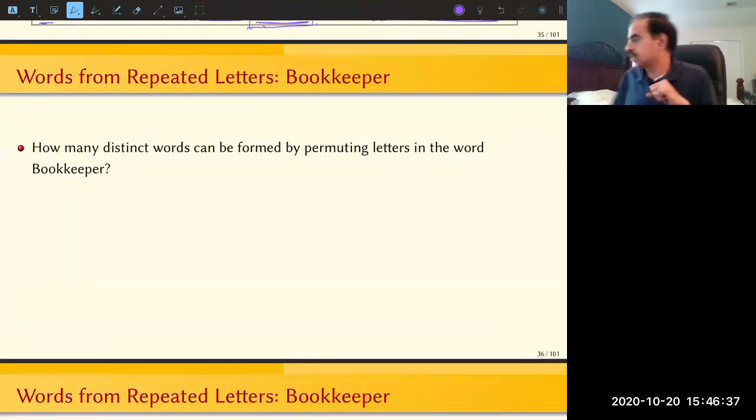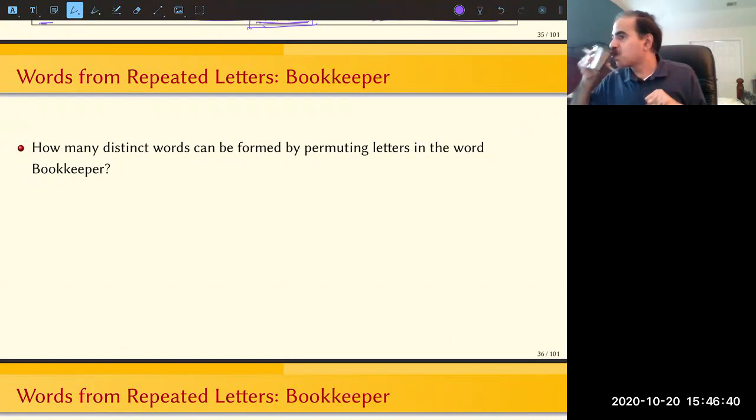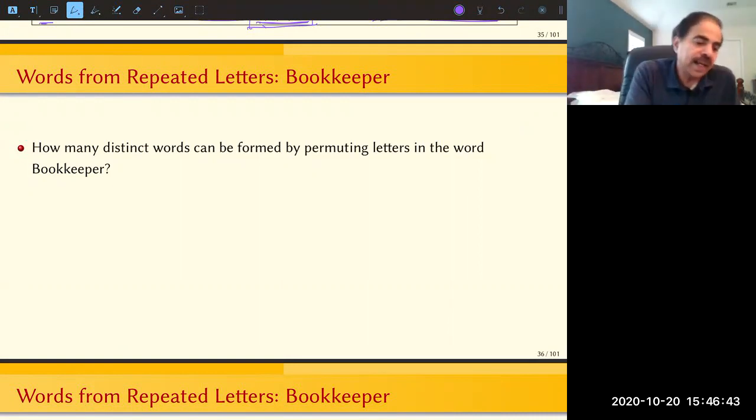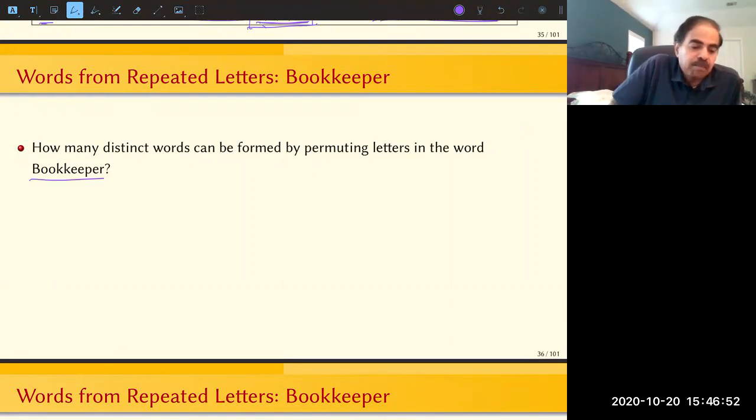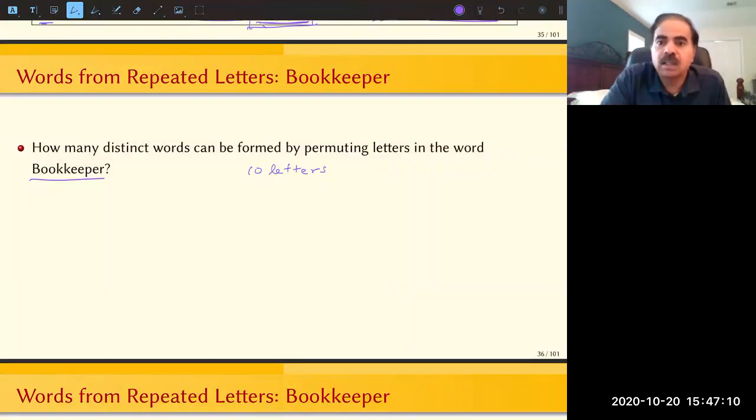Okay, so let's look at a slightly different problem. How many ways are there for permuting the letters in the word bookkeeper? Bookkeeper has 10 letters, right? So how many permutations exist of these 10 letters? Can someone tell me how we might approach this problem?